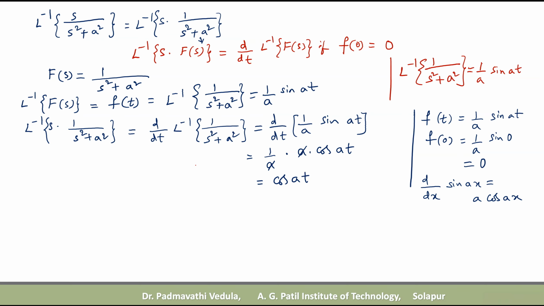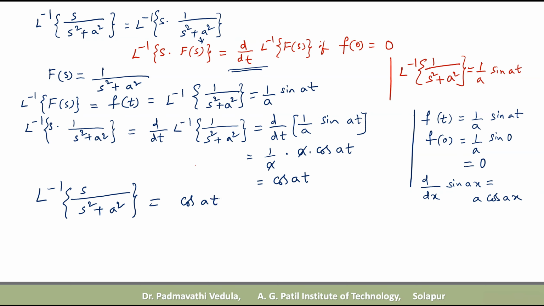Okay, but when you observe, here we have derived this cos at by applying this property. But L inverse of s by s square plus a square, you know its formula: L inverse of s by s square plus a square equal to cos at only. So we have obtained cos at by using the multiplication by s property.